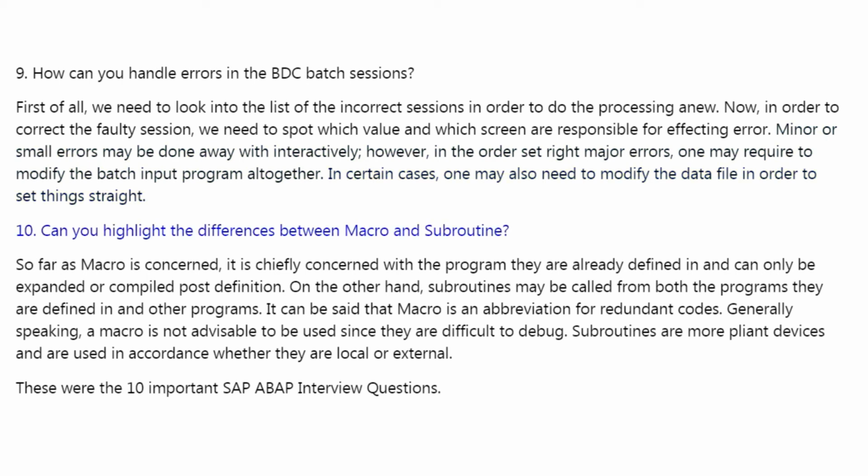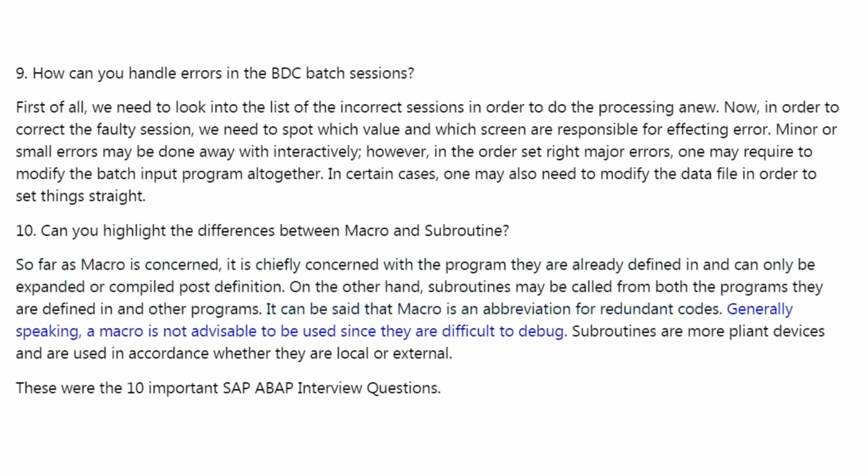10. Can you highlight the differences between macro and subroutine? So far as macro is concerned, it is chiefly concerned with the program they are already defined in and can only be expanded or compiled post-definition. On the other hand, subroutines may be called from both the programs they are defined in and other programs. It can be said that macro is an abbreviation for redundant codes.